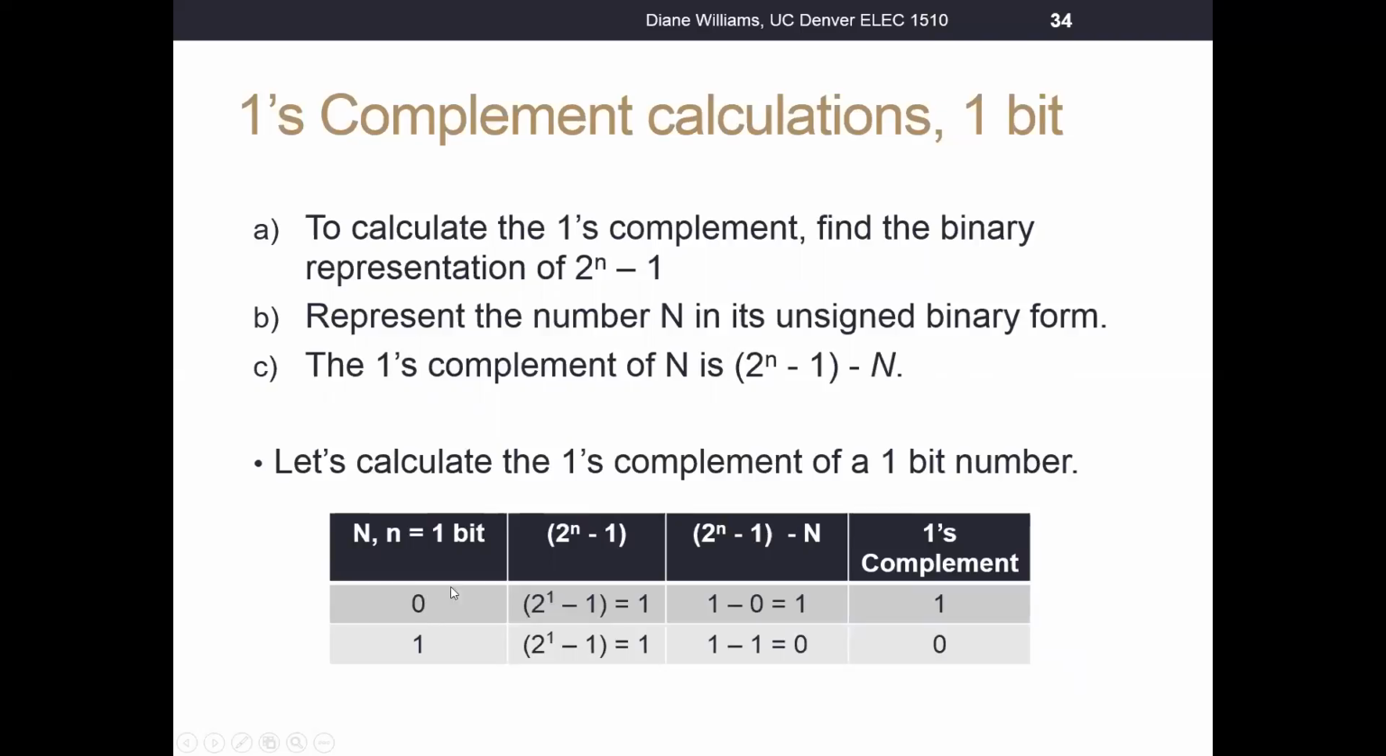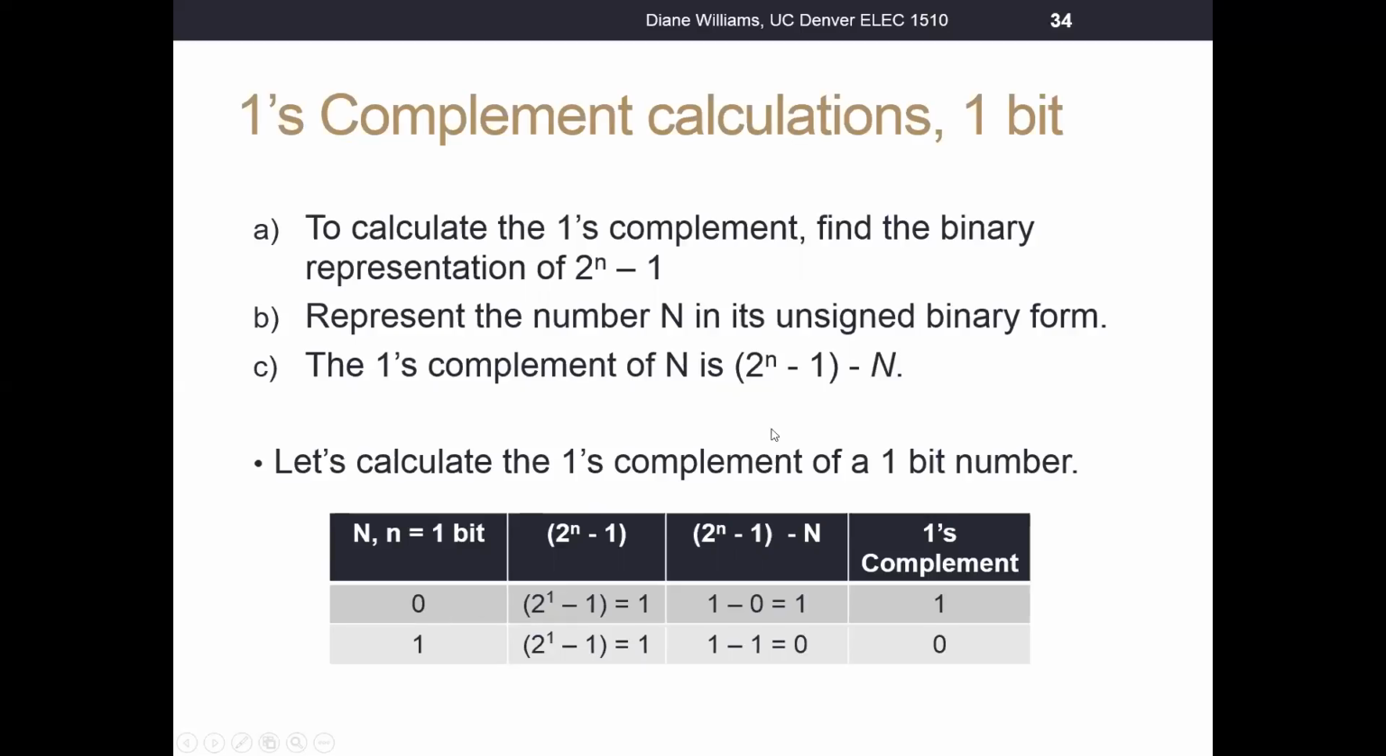1 bit. So here, 2 to the n minus 1, well, this is 2 to the 1, because n is the number of bits. 2 to the 1 is 2. If I subtract out 1, that gives me the number 1. Right. So I found this much of the formula. Right? So I'm trying to find the ones complement of n.